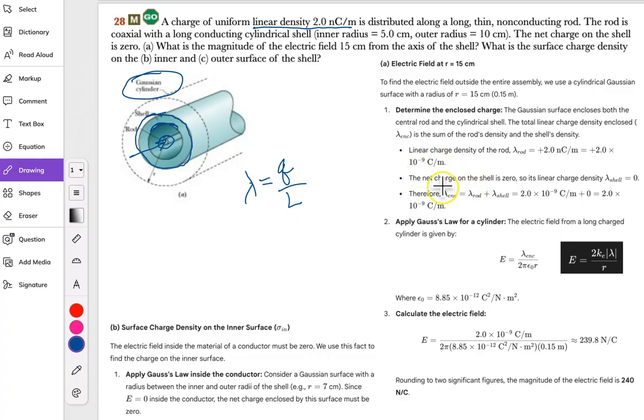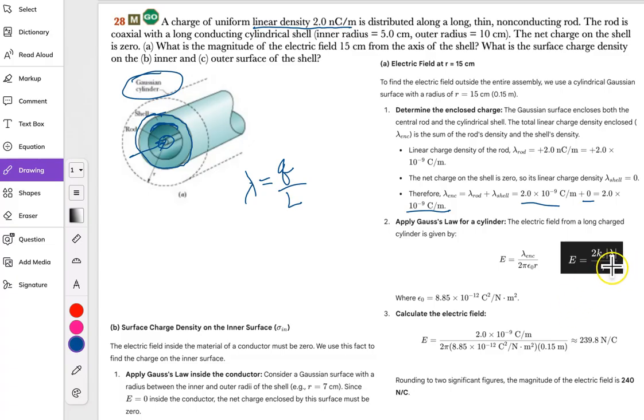So the net charge on the shell itself is 0, so the linear charge density of that shell has to also be 0. Now we know that the enclosed linear charge density is equal to that of the rod plus the shell. The rod we said was this, and the shell is this, so now we know what it is. Now we've got that enclosed charge, and we're going to apply Gauss's law for the cylinder.